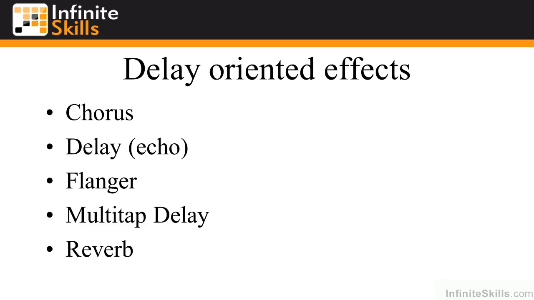Delay-oriented effects all work similarly. With chorus, you can take one instrument or one voice and turn them into multiple instruments or multiple voices. Delay is basically echo. Flanger is similar to a phaser. It does create this kind of warbling sound effect. Multi-tap delay is multiple echoes, up to 4 different echoes going at once. And reverb tries to simulate a space, typically a large auditorium, something like that where you've got some sound bouncing off the walls to give it some depth, some richness.